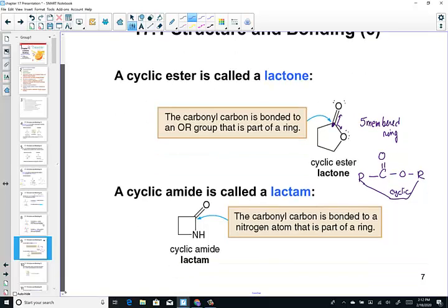And a lactam is the name given to a cyclic amide. Remember what an amide is: a carbonyl carbon attached to a nitrogen. It's just that now these 2 carbons end up to be in a cyclic structure. That cyclic amide is called a lactam. The carbonyl carbon is bonded to a nitrogen that's part of the ring. The ring includes the nitrogen. The ring above included the oxygen.